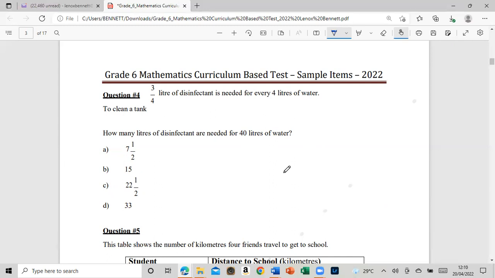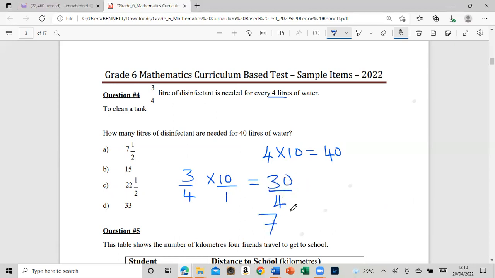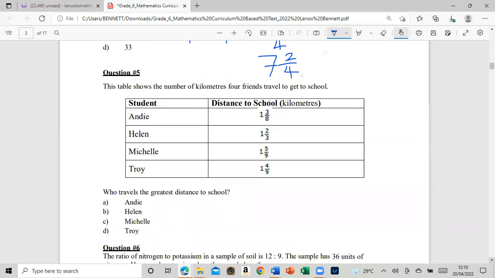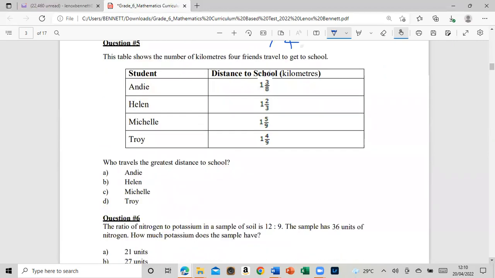So we're going to increase it. All right, let me just show you guys this. So they increase this by 4, from 4 to 40, so that's 3/4 by 10. That's 30 divided by 4, which is 7.5. So that would be 7 and a half. All right, so it's a very nice question. Let us look at question 5. Go ahead and try the question, guys. Remember, try the questions. Don't just wait on the solution.